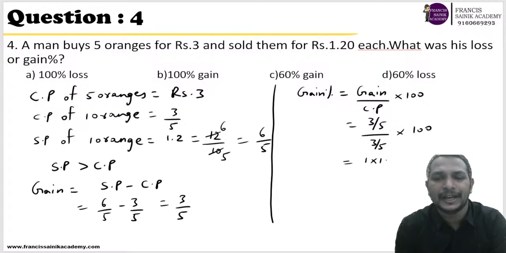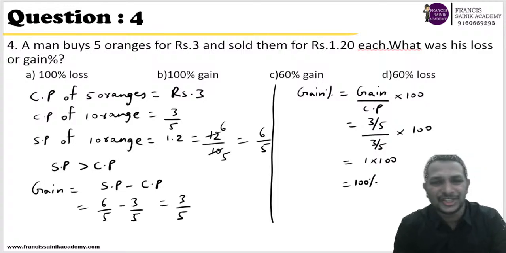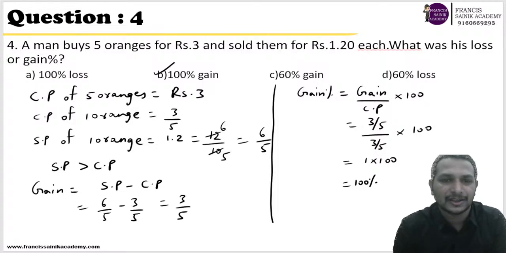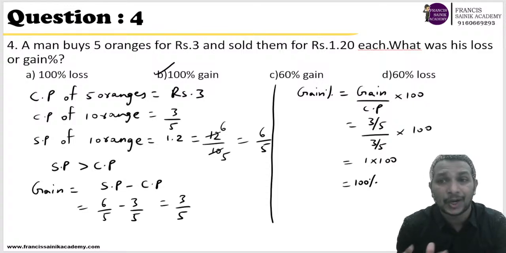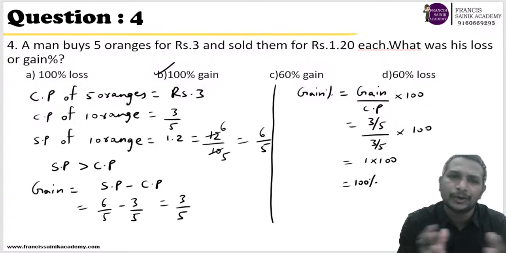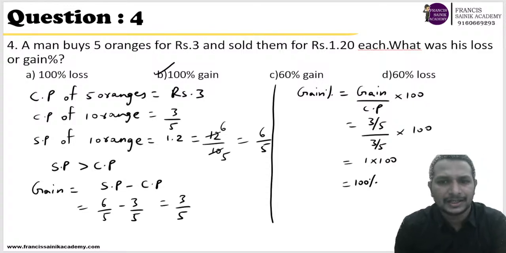1 into 100. So we are getting 100, which means a profit or gain of 100%. Just be careful with the calculations also, because that makes a lot of difference in your exam. Either if you are comfortable doing it in decimals, you can do that, or you can do it in fractions also. The answer for this question is 100% gain.